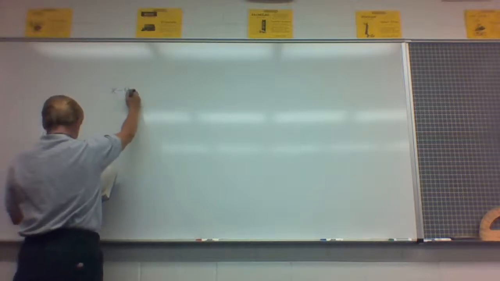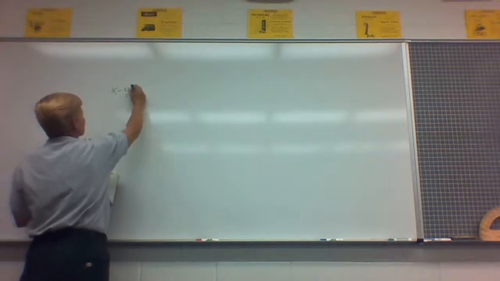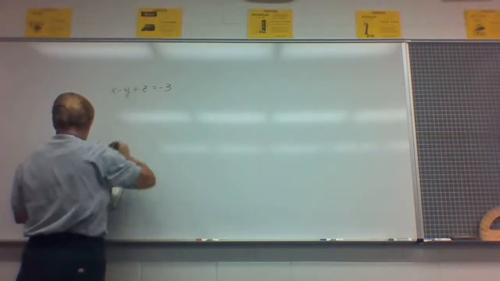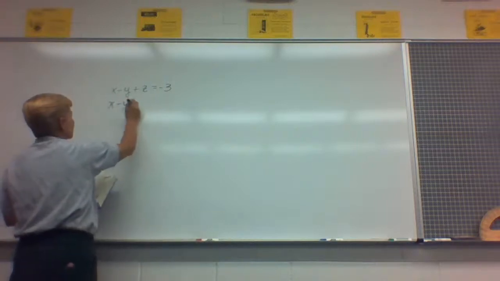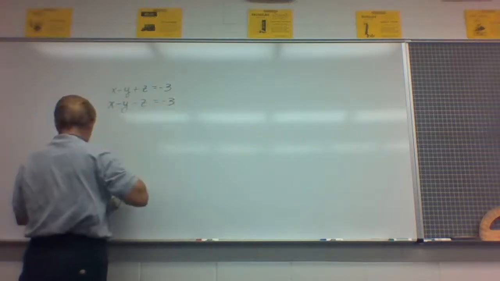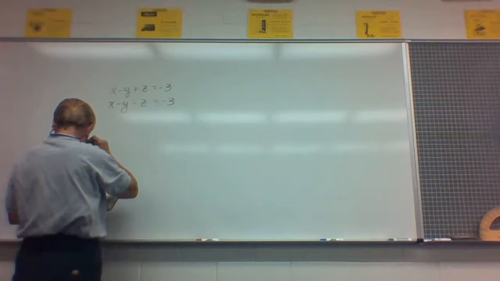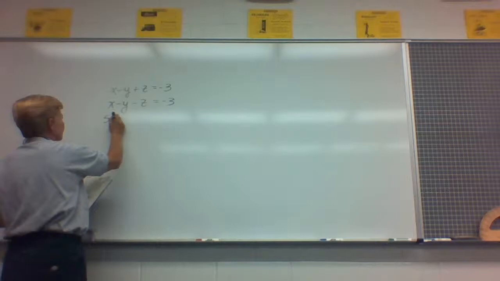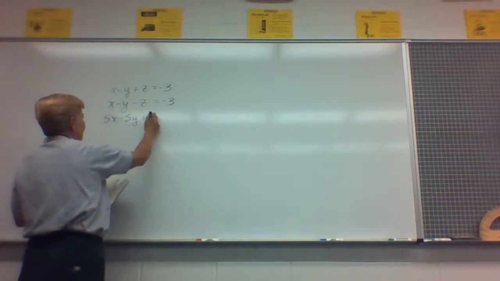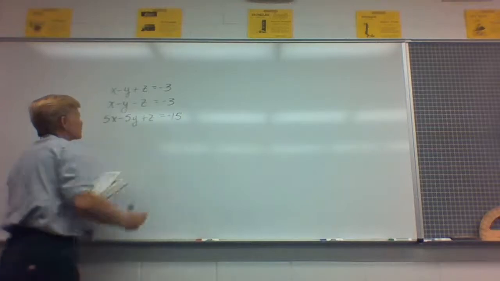x minus y plus z equals -3. x minus y minus z equals -3 again. And, oh, yeah, that was right. x minus y minus z, yeah. Okay. And then 5x minus 5y plus z equals -15. Okay.